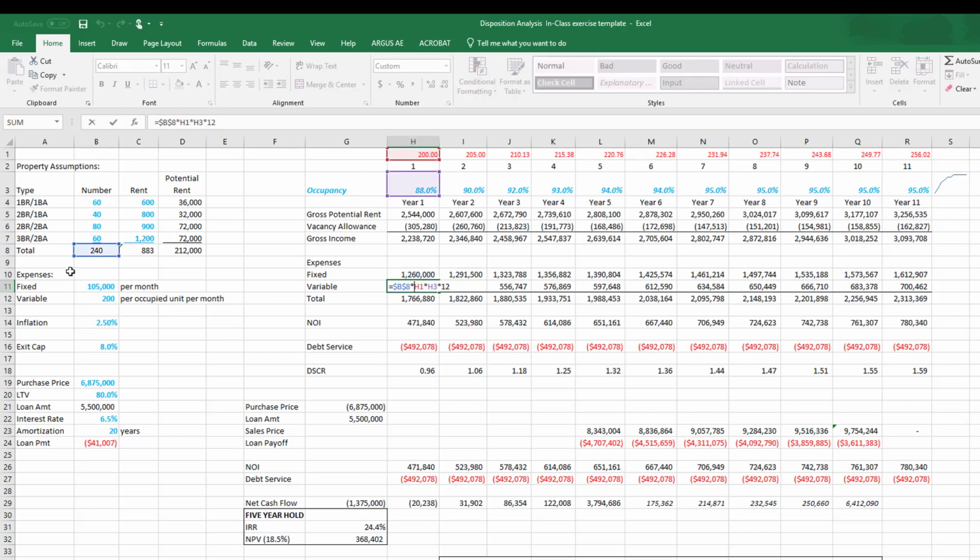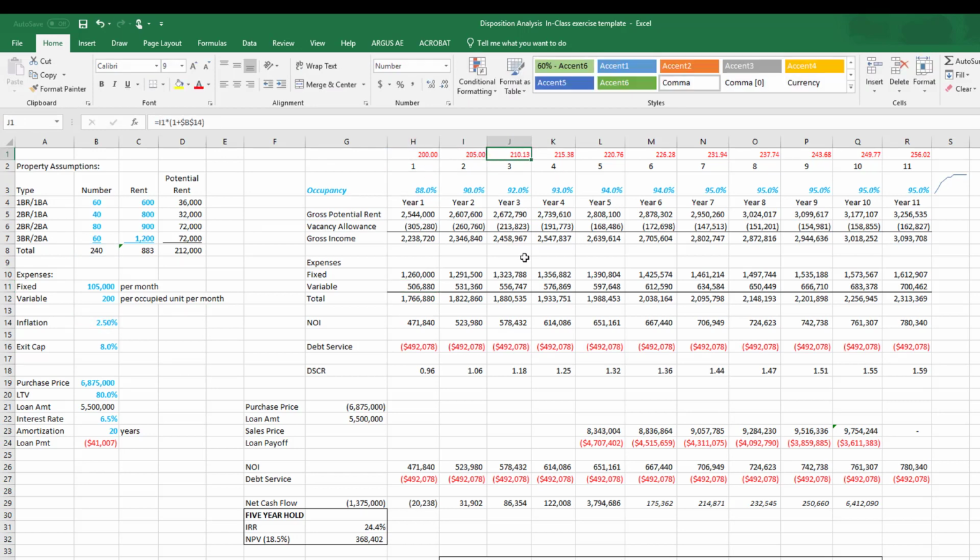The variable expenses are tied to the number of units, the occupancy, and then I have this running number up here in the top column, which is basically the variable expenses per occupied unit per month, and you can see that those are growing at the 2.5% inflation rate. So our variable expenses are going up 2.5% per unit, but they're also going up because our occupancy is increasing over time.